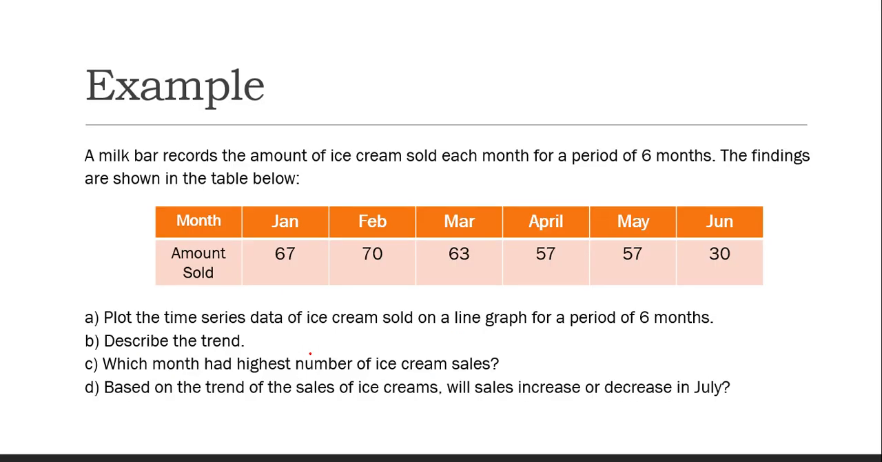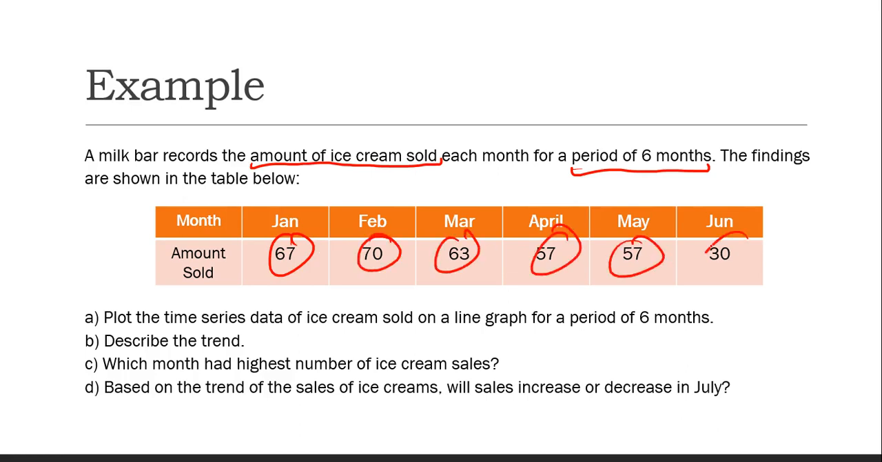Let's do an example. A milk bar records the amount of ice cream sold each month for a period of 6 months. The findings are shown in the table below. So here are your months, starting from Jan all the way to June, 6 months. And this is the amount of ice cream they sold in each of those months. So the question here is, plot a time series data of the ice cream sold in a line graph for a period of 6 months.